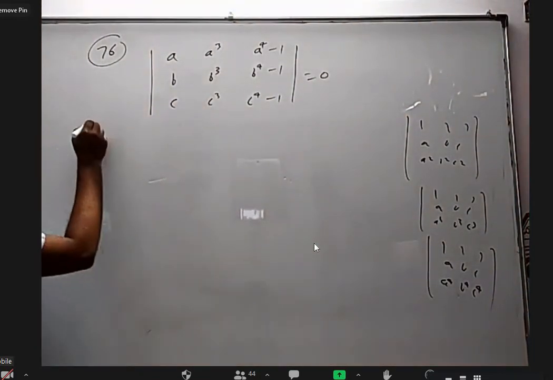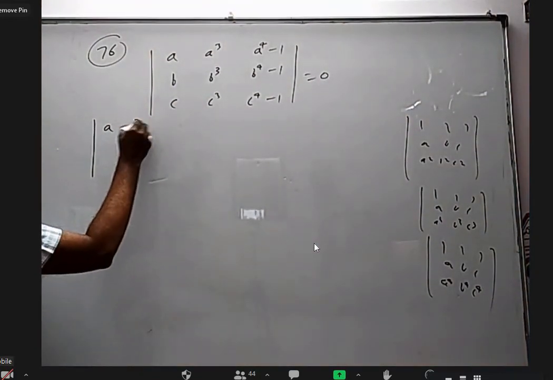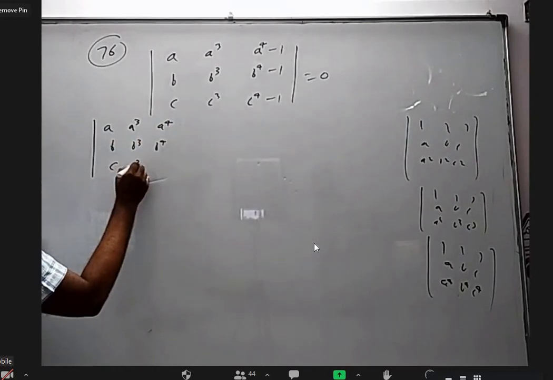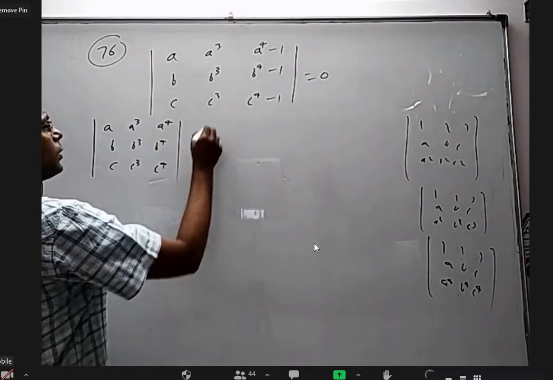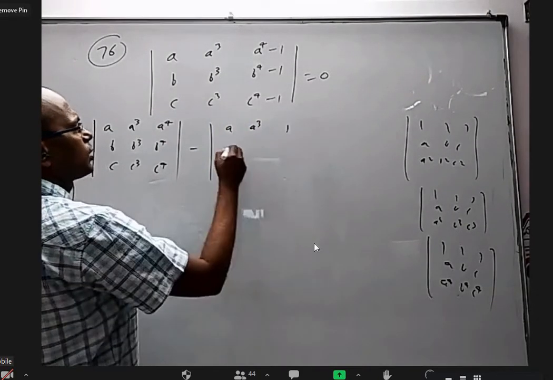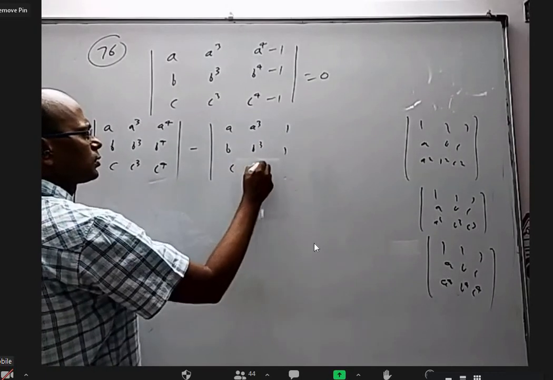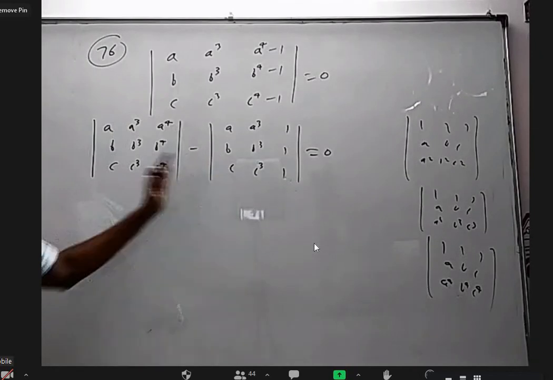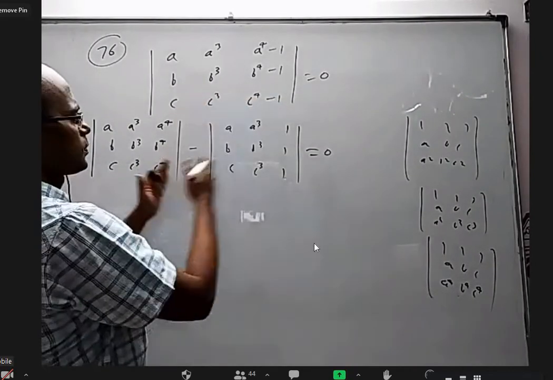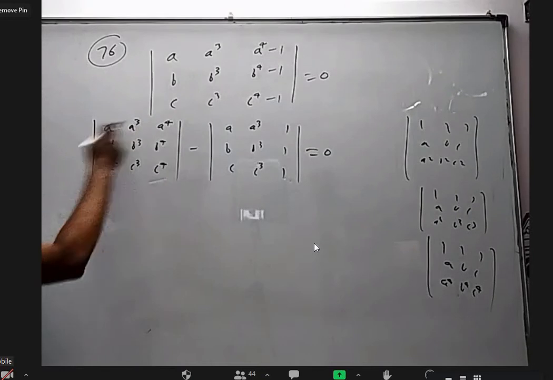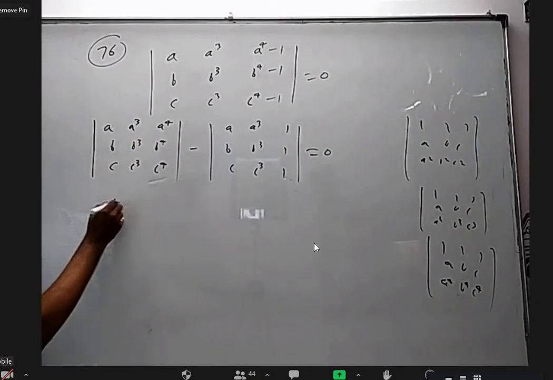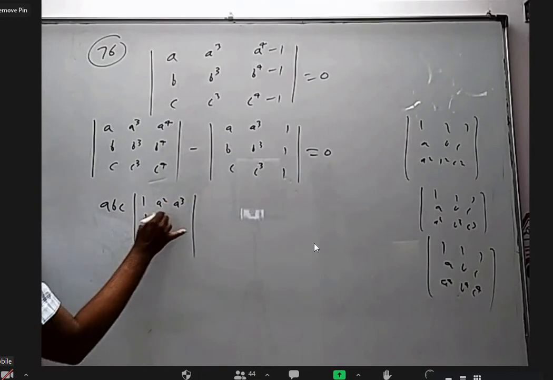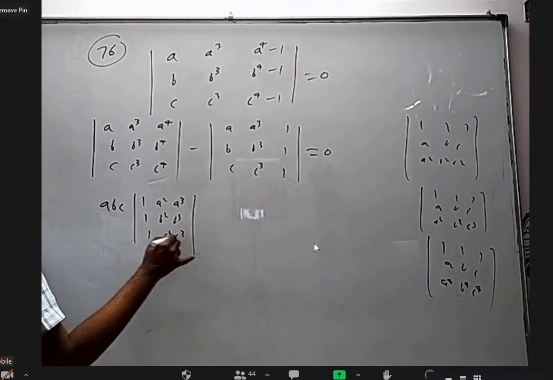This one is split into two things. It will become A cube, A power 4, B cube, B power 4, C cube, C power 4, minus A cube, 1, B cube, 1, C cube, 1. Same first column, same second column, only the third column I am splitting into two things. Here I can take A common, B common, C common. It is ABC into 1, A square, A cube; 1, B square, B cube; 1, C square, C cube.